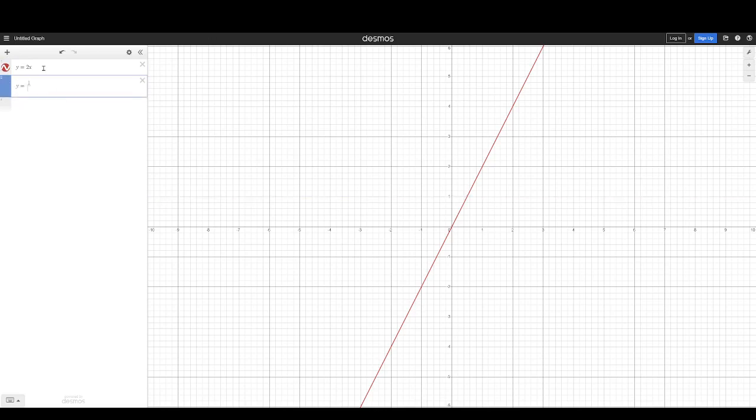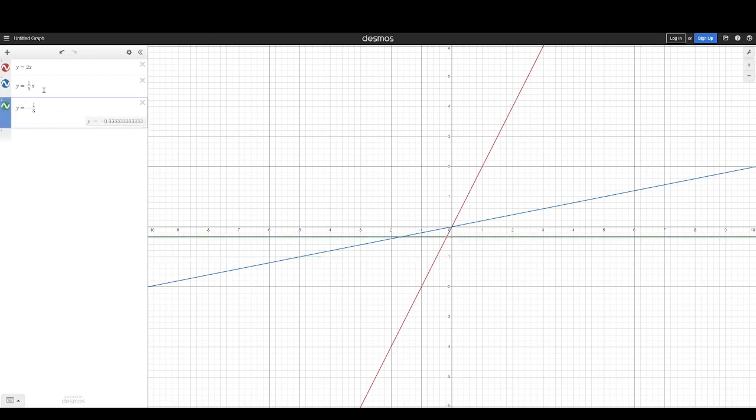So we could do y equals 1/4, 1/5, whatever. Y equals 1/5 x. So we have a flatter line that goes through the origin. We could make one with a negative slope, although in real-world problems, these are typically going to have positive slopes.